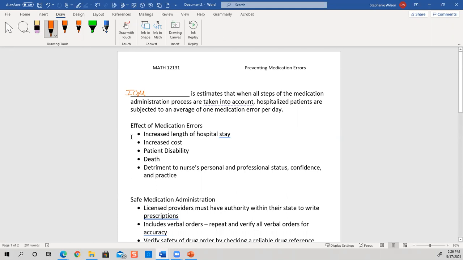The next one says effects of medication errors. There are many different effects that could happen. I mean, increased length of time in a hospital. Another is that you send the patient home with some medication and due to lack of communication or misunderstanding or the wrong medicine, or they become allergic, they end up in the hospital. Increased costs on both ends, for the hospital and for the patient. Patient disability, it can cause multiple things. If it doesn't kill them, it can cause lifelong issues. It can even lead to death. And a detriment to the nurse's personal and professional status, confidence, and practice, because you are still human. So errors can affect you emotionally.